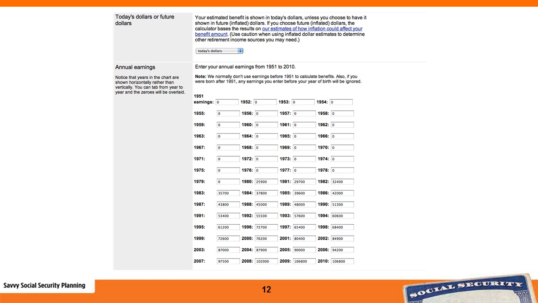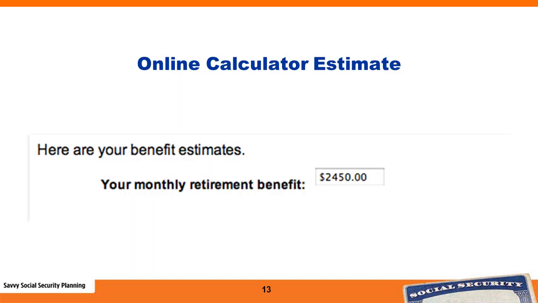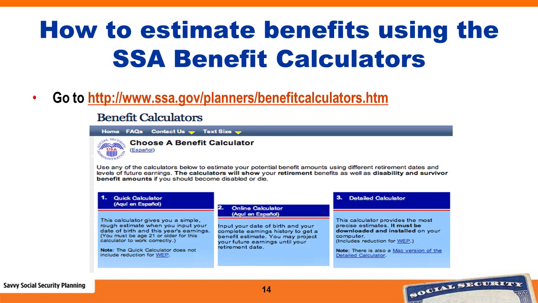The estimate should be the same as the estimate we got from the quick calculator. But no, here we see that the estimate from the online calculator is nearly $200 higher. The online calculator tells us it's $2,450 compared to $2,284 from the quick calculator. Now let's download the detailed calculator and see how the estimate compares for our 62-year-old maximum earner.